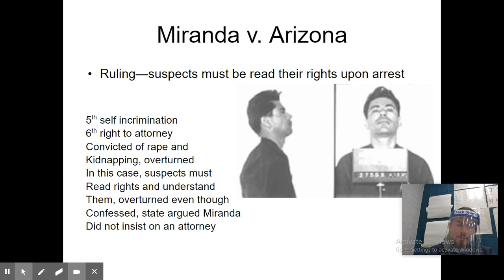So the rights that get read to you are for the Fifth Amendment of self-incrimination, you have the right to remain silent, and the Sixth Amendment right of you have a right to an attorney. Now, this man was convicted of rape and kidnapping, but it was overturned in this case because he wasn't read his Miranda rights. Doesn't matter if he did it or not, the due process wasn't followed, so he was declared a mistrial and was able to get off.